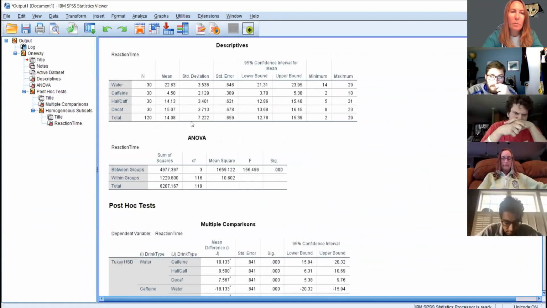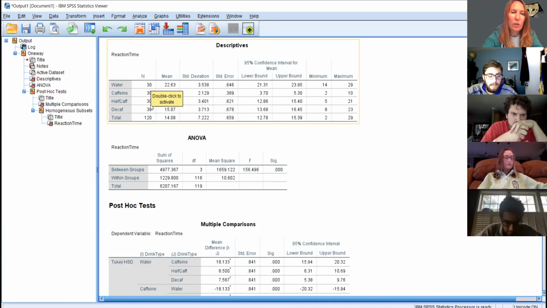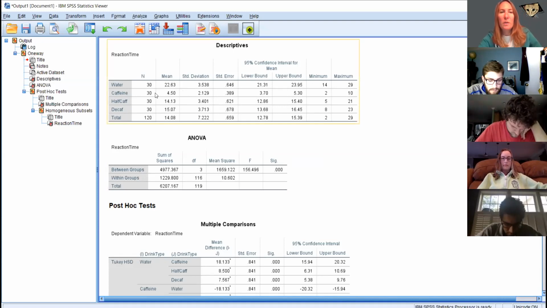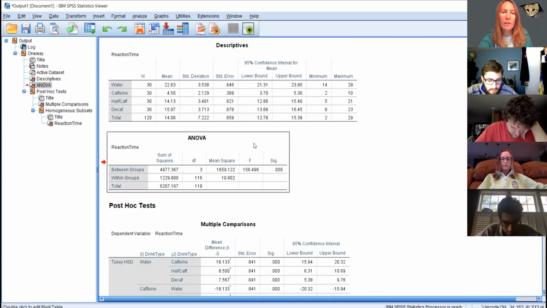Okay, so here we got our descriptives. We see we have 30 participants in each group, and we get the mean for each of our groups. We have our standard deviation and our standard errors, and we're going to talk about confidence and what confidence intervals mean also. So then here is the ANOVA table.